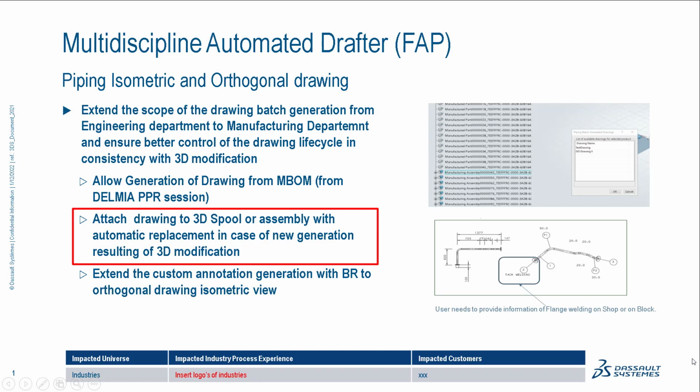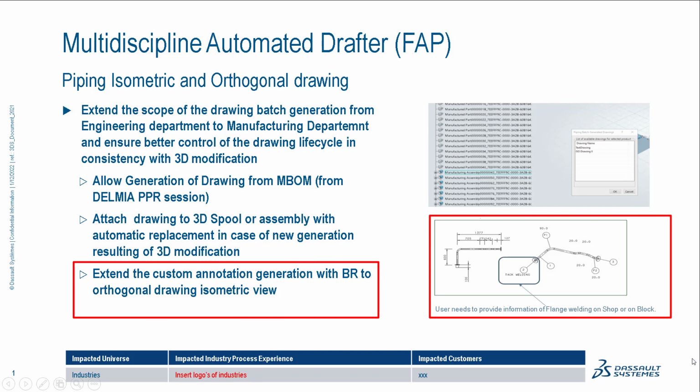If the spool revision is in work, the drawing will be attached automatically, and if the spool is revised, a drawing will be attached with correct revision information. Additionally, the previous revision can be detached, keeping the navigation tree clean.